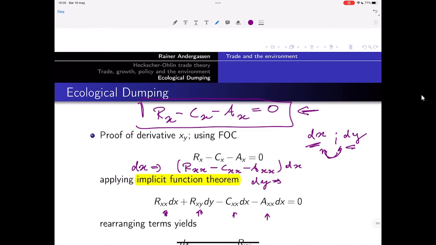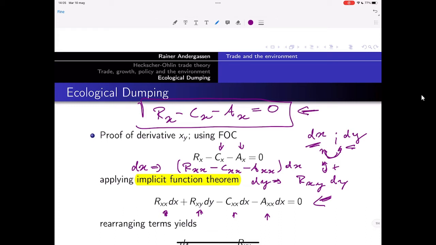I have Rxy dy, because C and A do not depend on Y. They only depend on X. And then I have to sum these two. I have to sum these two. And so I get this relationship here.